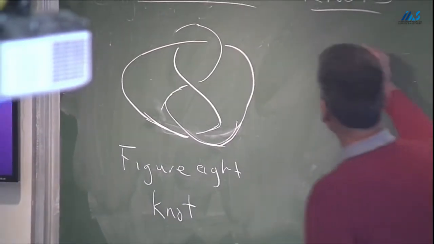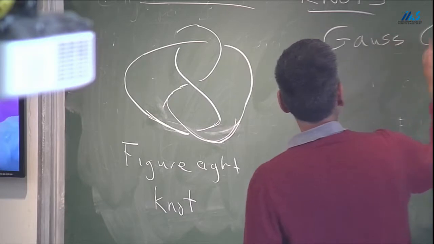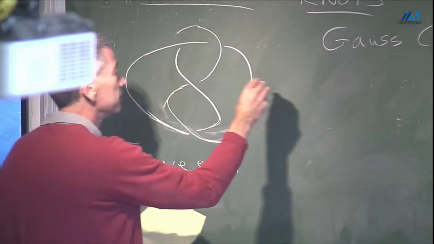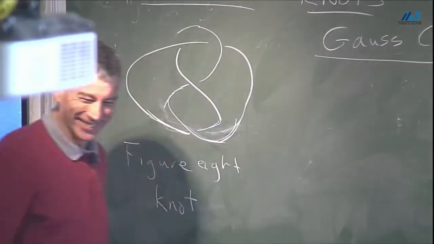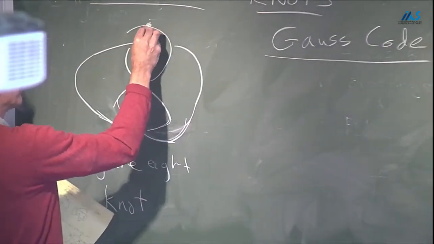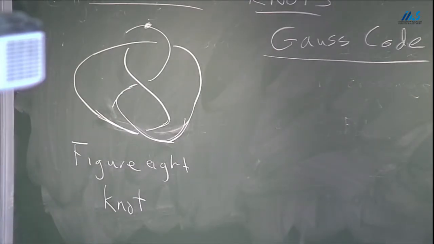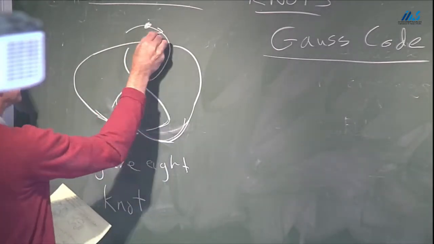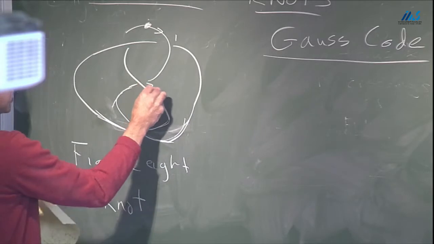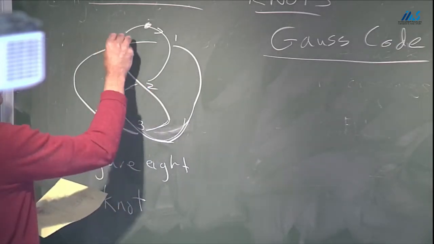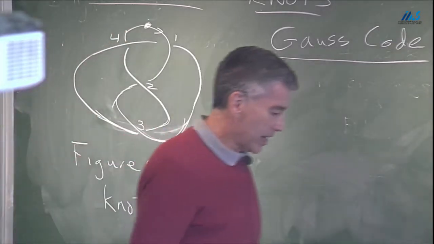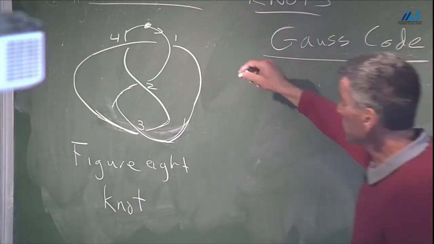So Gauss came up with such a code. It's called the Gauss code. And it goes like this. First you pick a base point. You first pick a base point, and now I'm going to number all the crossings. I'll orient the knot, and I'll number all the crossings as I go around. So it doesn't really matter so much how you order them, but let's order them like this, 1, 2, 3, 4. And I'll describe what I see as I walk around the knot starting at this base point.